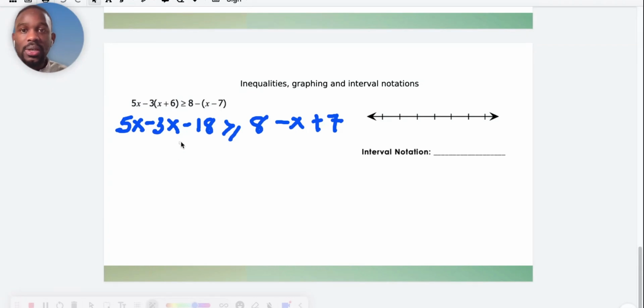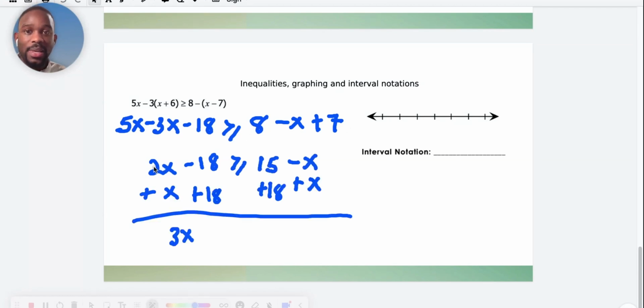So just look at these two sides. This is x on both sides, we don't want that. We want only one x. So 5x and negative 3x, those are like terms. So 5x minus 3x, you'll get a 2x. So 2x minus 18 is greater or equal to, you see 7 and 8 are like terms. So 7 plus 8 will give you 15. This side will be left with negative x plus x would cancel. So you see how I'm left with 3x greater or equal to 33.